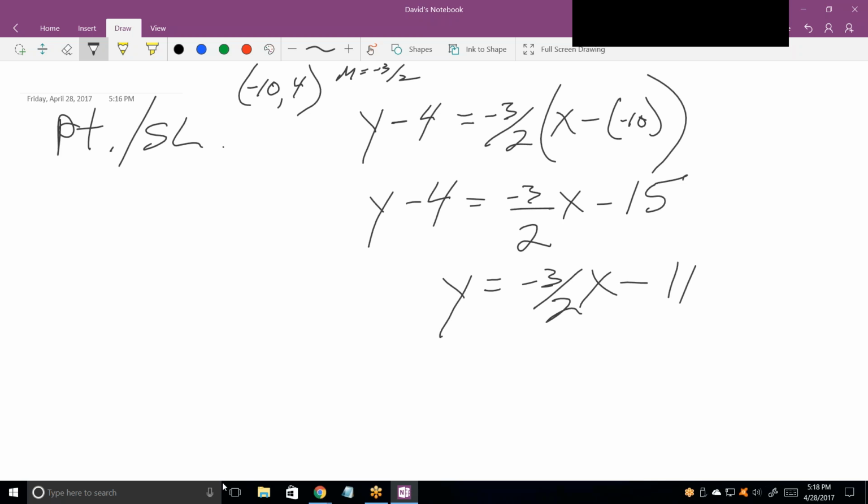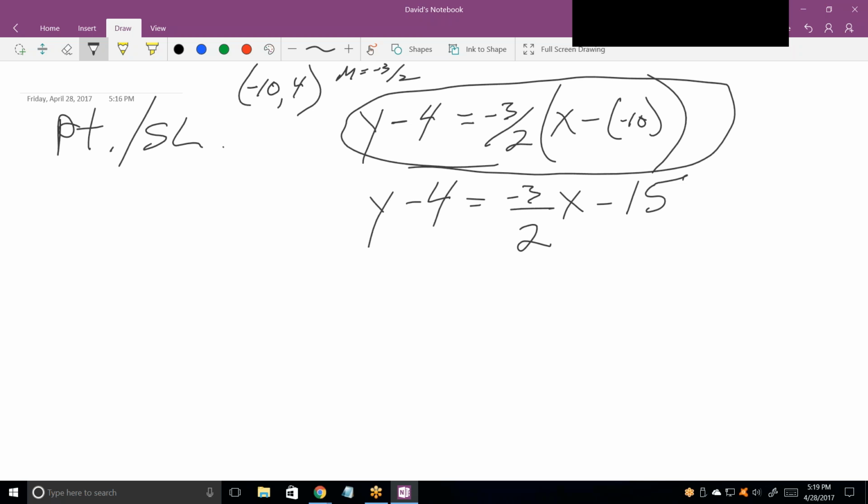But wait, now I'm back in slope-intercept form. Oh, that's right. My mistake. I wrote it down so I wouldn't forget it, and then I got lost. This is the answer. That's the answer for point slope. Not the next step? Either one, but this would be an acceptable answer.